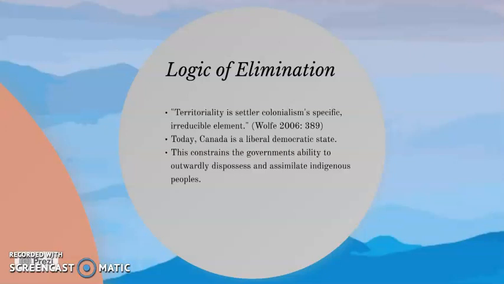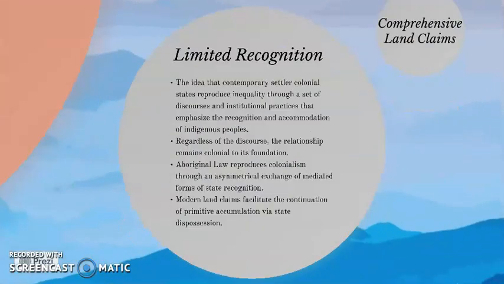Now, today, Canada is a liberal democratic state, and this constrains the government's ability to outwardly dispossess and assimilate Indigenous peoples. While some argue this makes the logic of elimination outdated, my research is aligned with the argument that the logic of elimination is still embedded in state structures, but it's simply taken a different form. Now, this form is best described by Glenn Coulthard's theory of limited recognition, and the idea that settler colonial states reproduce inequality through a set of discourses and institutional practices that emphasize the recognition and accommodation of Indigenous peoples. Regardless of this discourse, the relationship remains colonial to its foundation, so the progressive liberal nature is simply a facade. And Aboriginal law reproduces colonialism through an asymmetrical exchange of mediated forms of state recognition. Therefore, modern land claims facilitate this state dispossession via the continuation of primitive accumulation.